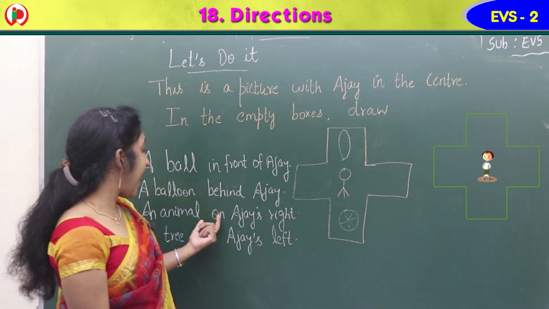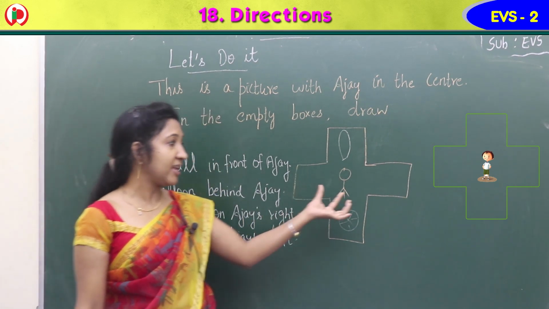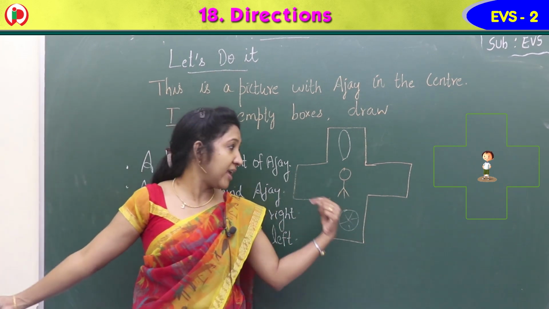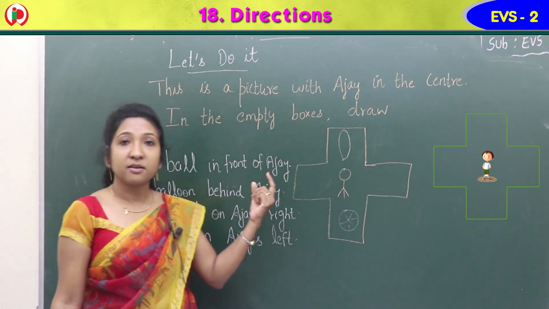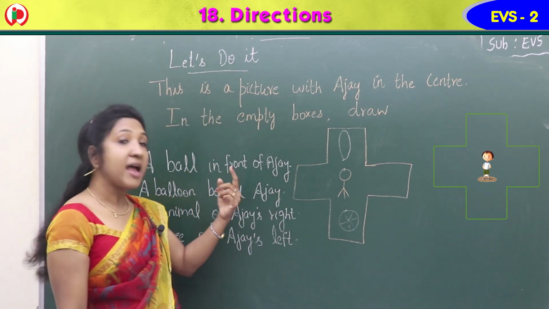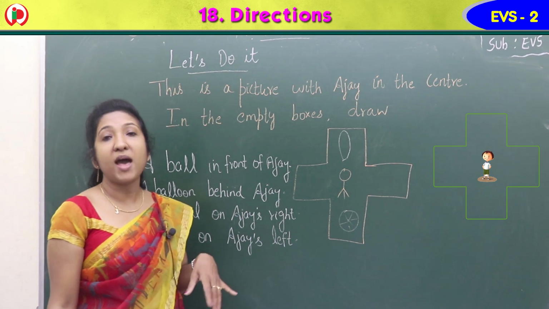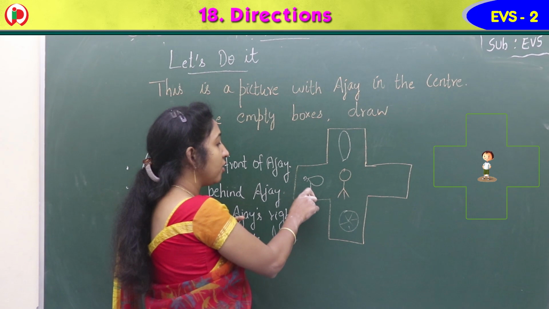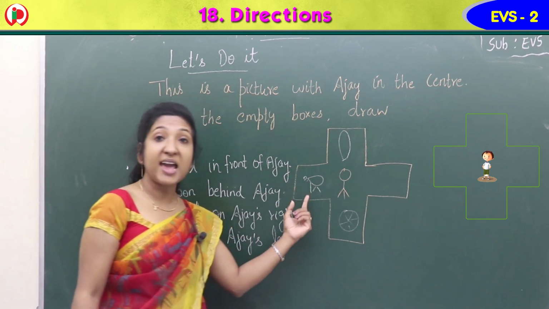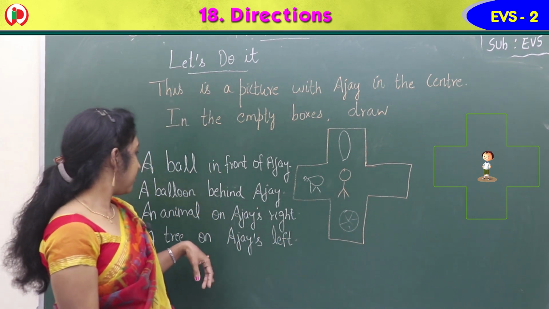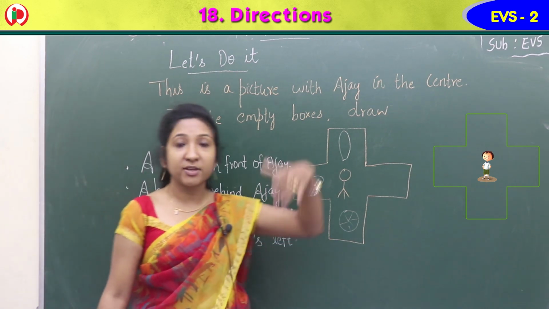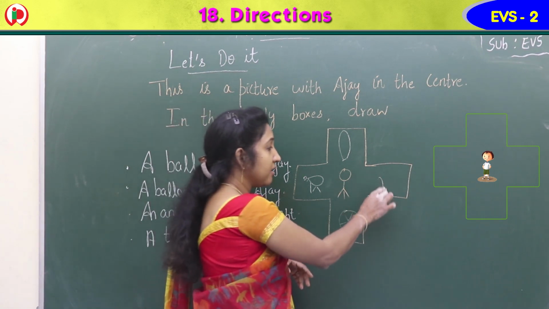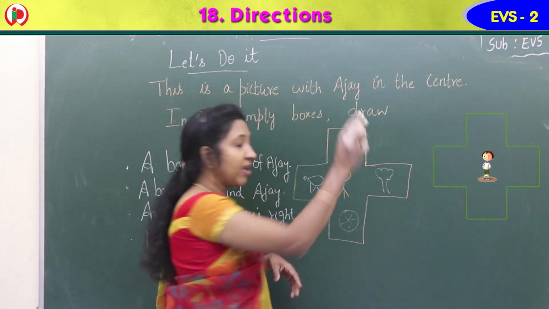Then an animal on Ajay's right. So Ajay is in the center. Left is this, right is this. So right side, where? Yes, in this box, an animal. You have to draw a picture of an animal. Where? Right side of Ajay. Then a tree on Ajay's left. That side is the left of Ajay. There you have to draw a tree.